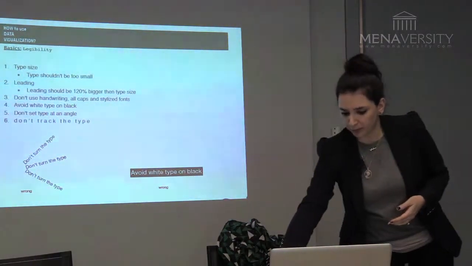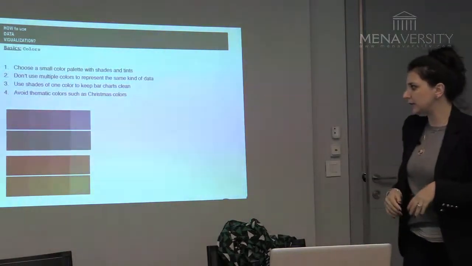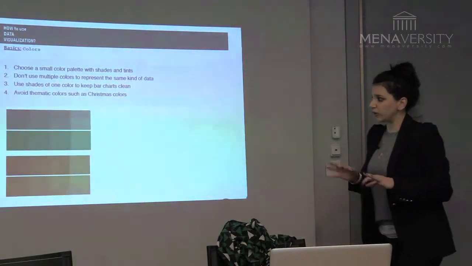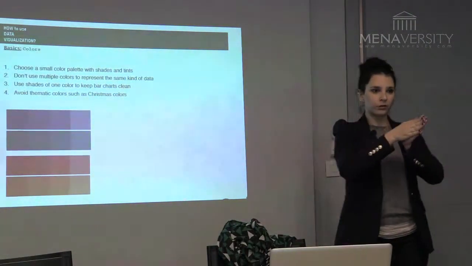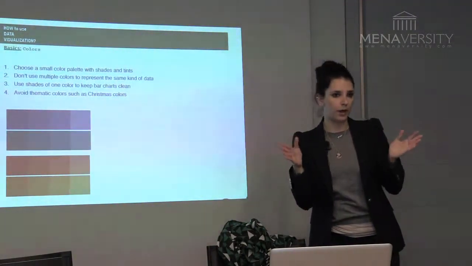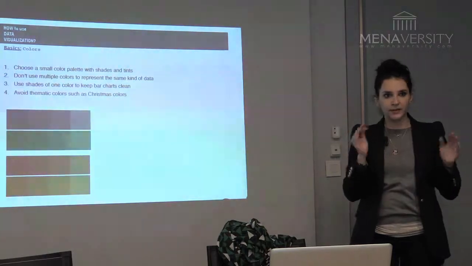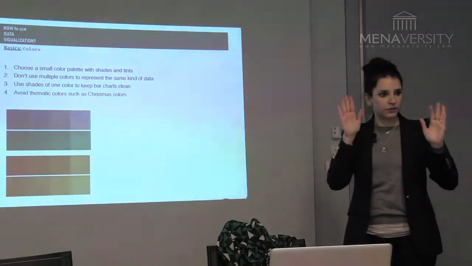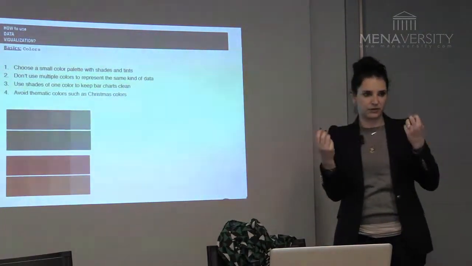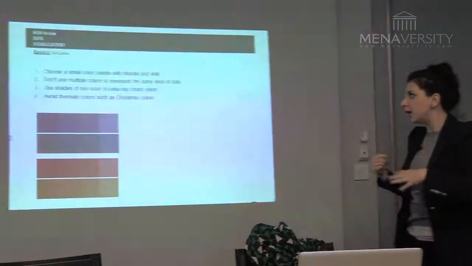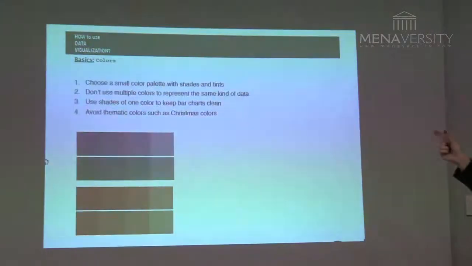Then after type, we're going to talk about colors. Normally, especially in charts, in information design, we should not have all the rainbow colors on a map or in a chart, because then the eye gets lost. You don't know where to look first. Obviously, you're going to look at the red maybe first because it's the strongest color. So usually choose a small color palette.